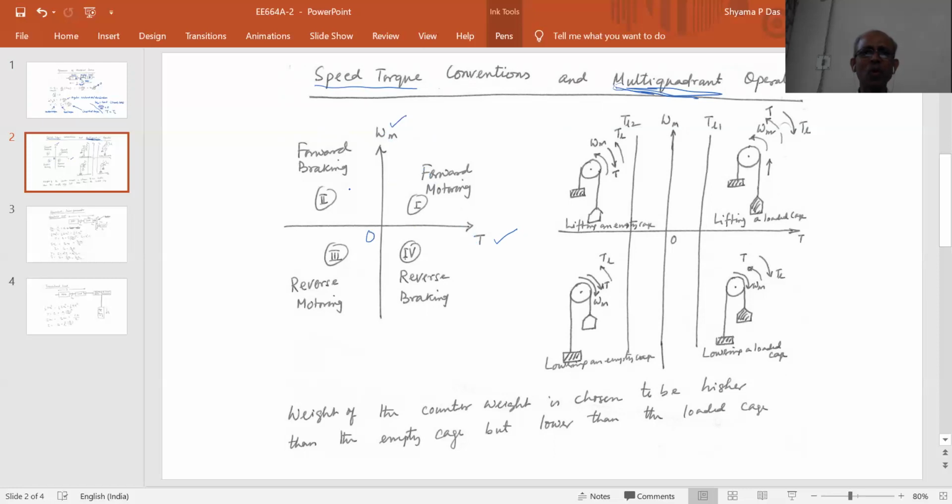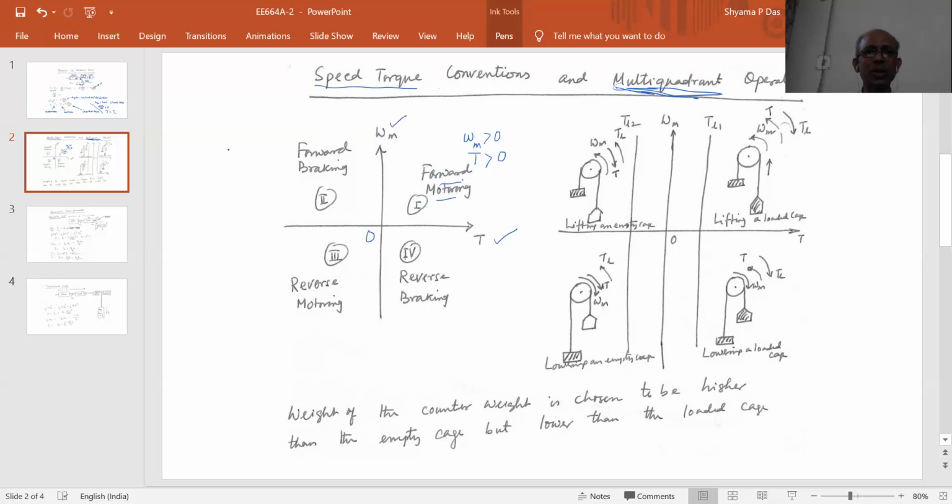So we have basically 4 different quadrants. In quadrant 1, the speed is positive and torque is also positive. When both the speed and torque are positive, we call this forward motoring. It is rotating in the forward direction. That is called forward motoring.